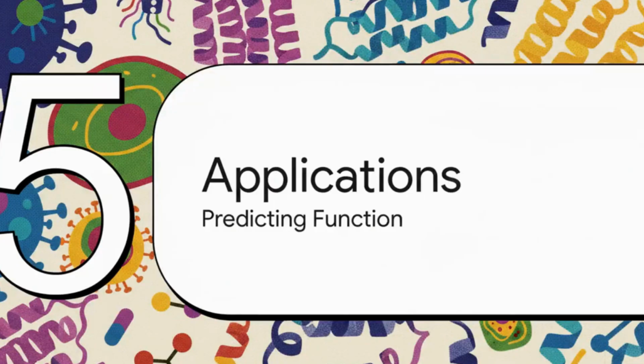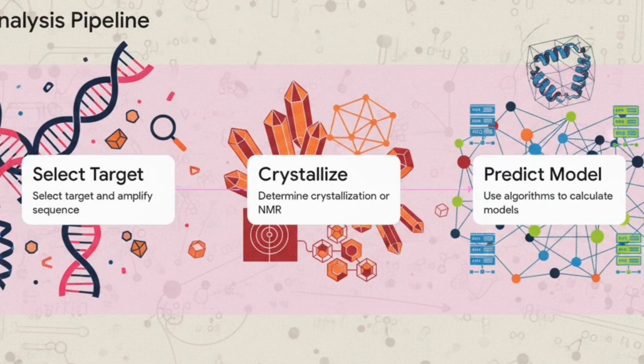Let's look at applications. Predicting protein function. To predict disease and understand these structures, scientists follow a really strict pipeline. First, you select a target and amplify the coding sequence. Then, you determine the crystallization or NMR conditions. After that, the real magic happens computationally. We use algorithmic tools, like the Pol server or 3D PSM, to actually calculate these complex 3D models. Because in this field, knowing the exact shape completely unlocks the function.